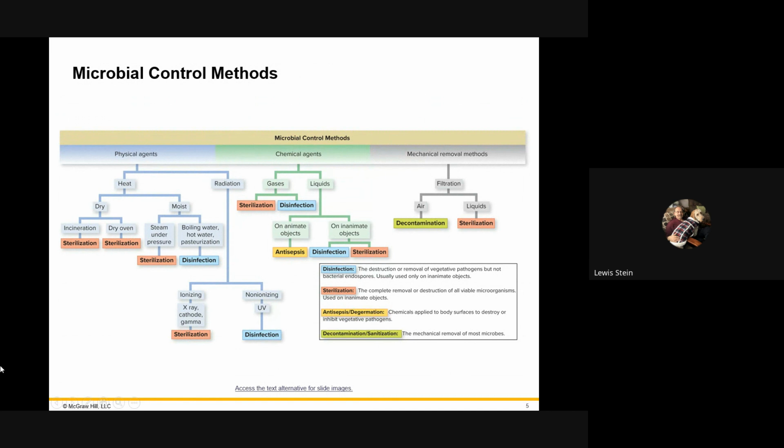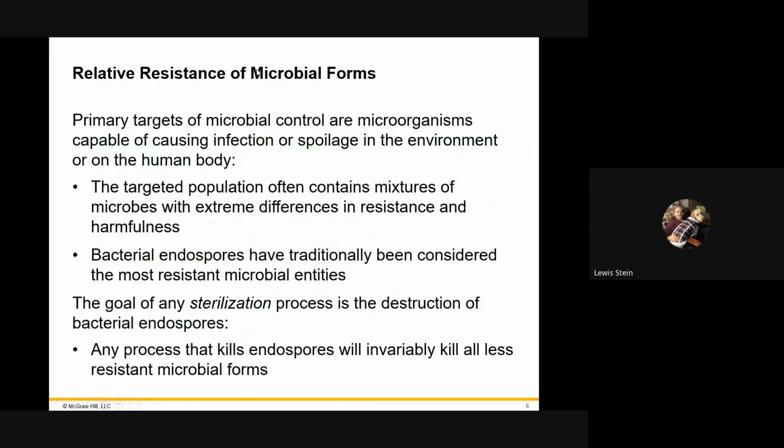Here you can see the definitions. Again, what are we trying to do with all of this? We want to get rid of microbes because of spoilage, and we want to get them off the body. There's a whole lot of variation. With the exception of prions, we always assume it's the bacterial endospores. Nothing has really disproved that. So if we get the endospores, whatever means can do that is a form of sterilization.